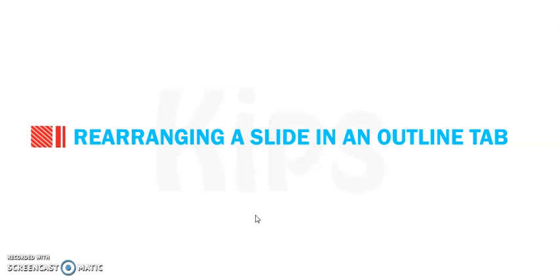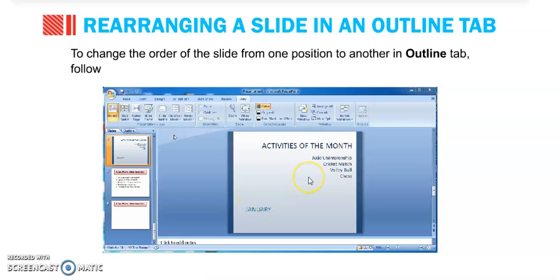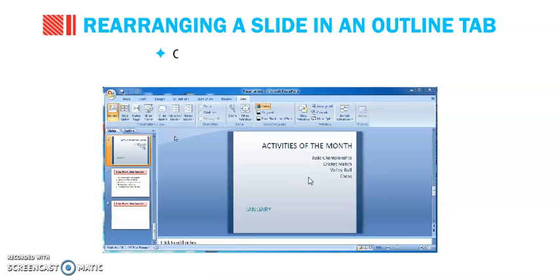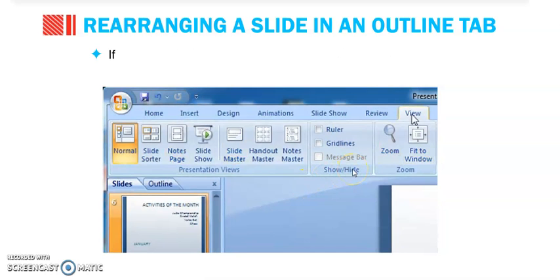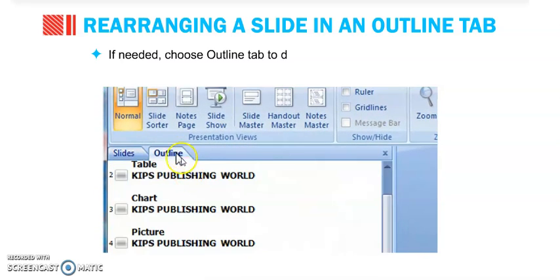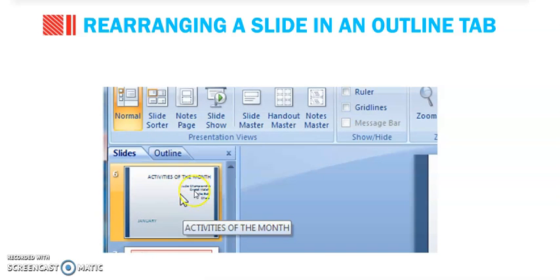How can we rearrange a slide in the tab? To change the order of the slide from one position to another in outline tab, follow these steps. Click on the normal button on the view tab. If needed, choose the outline tab to display the text outline of slides. Select the slide icon of the slide you want to move.